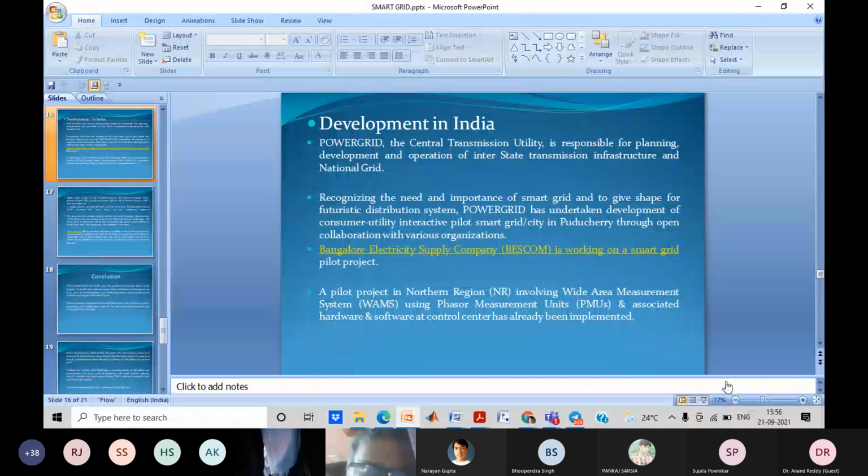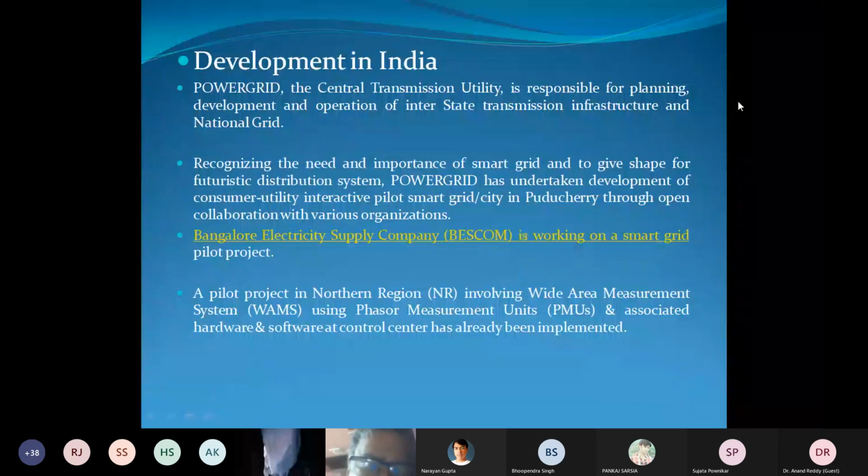Developments in India. Power Grid is responsible for transmission sector development. BHEL is responsible for generation, transformers, and turbines.